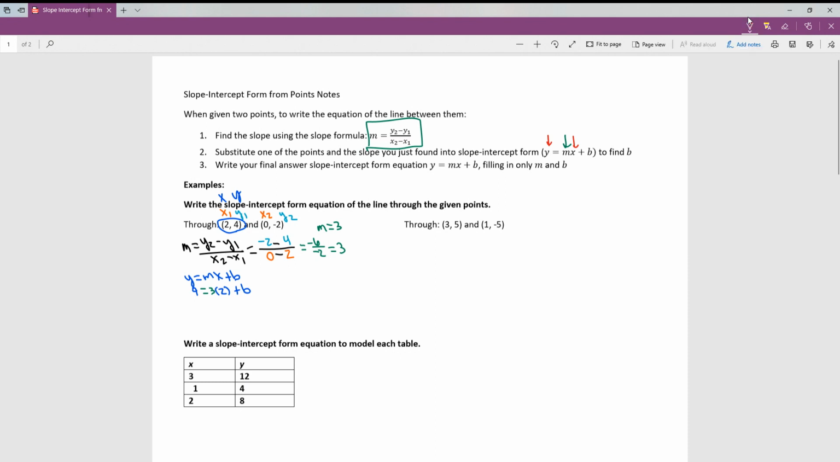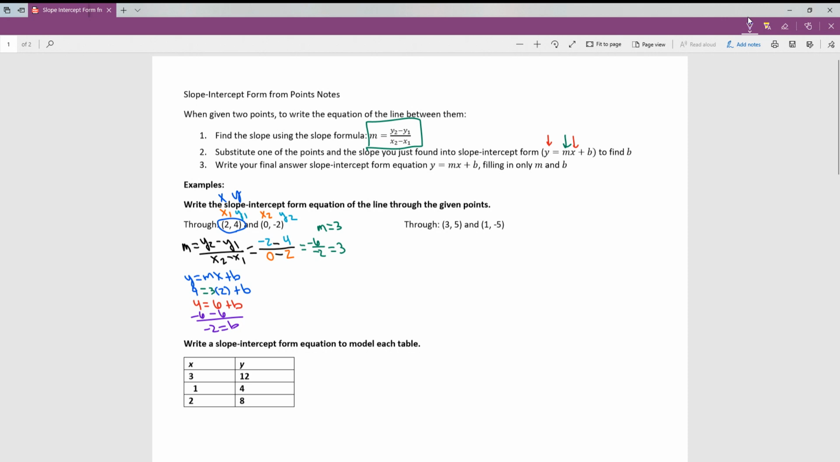Now let's solve this out. This stays a 4. 3 times 2 is 6, plus b. And now let's get b by itself. So I'm going to subtract 6 from both sides. I end up with my b value being negative 2.